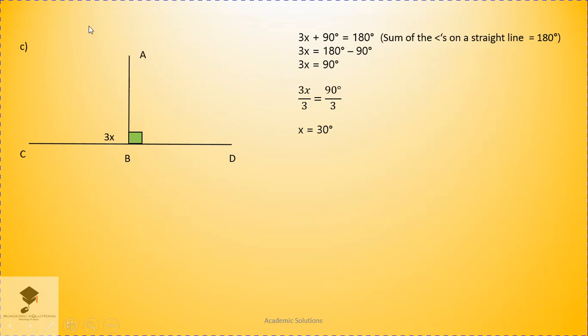Let's move on to C. Let's look at this diagram here. Our unknown here, we have 3x on this side, so our unknown is x. 3x plus 90 equals 180 degrees. Why did I say that? Because this is a straight line. We have line CBD. We have a straight line. Remember what we said about the angles on a straight line?